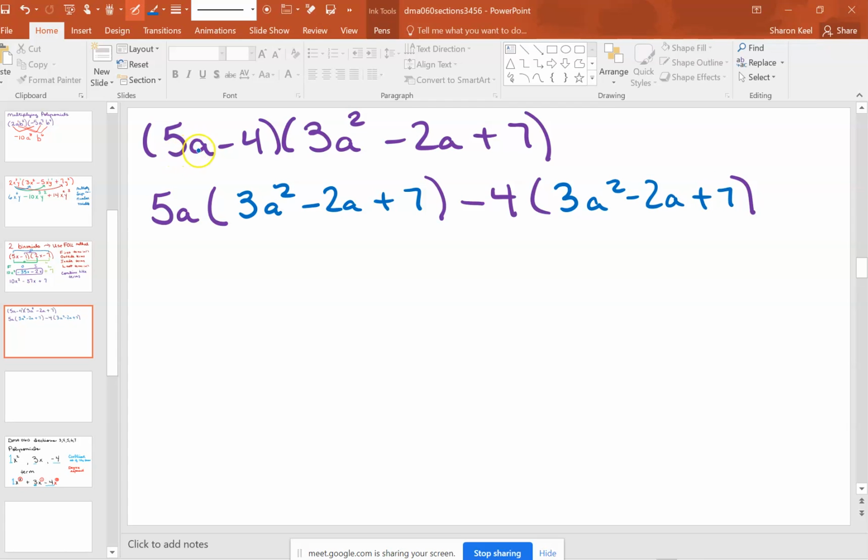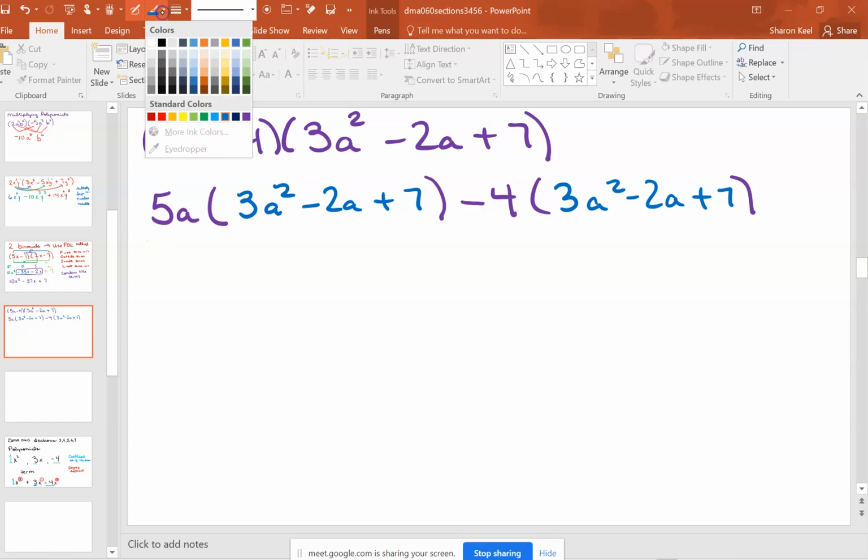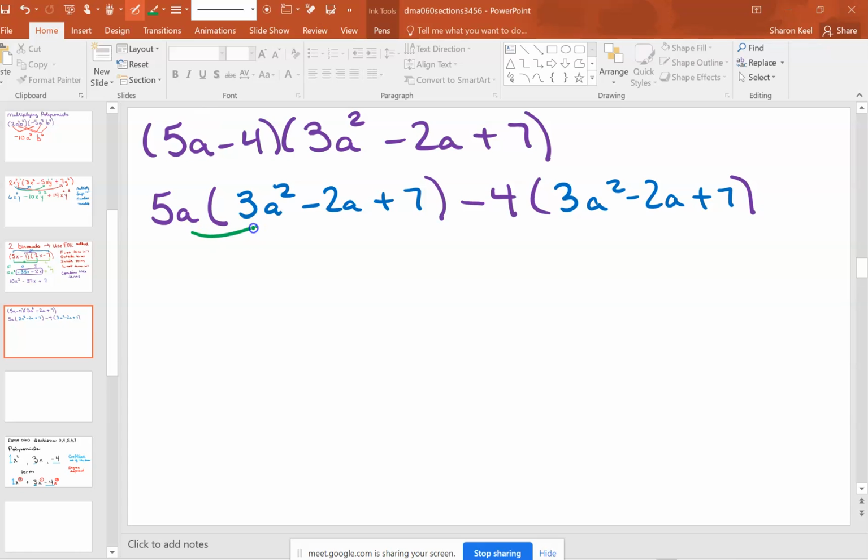So I took the first term here, the second term here, and I just multiplied it times the entire second polynomial. So as we distribute, 5 times 3 is 15. A would be 1 plus 2 is 3. 5 times negative 2 is negative 10. 1 and 1 would give me a squared. 5 times 7 is positive 35, and I only have a single a.